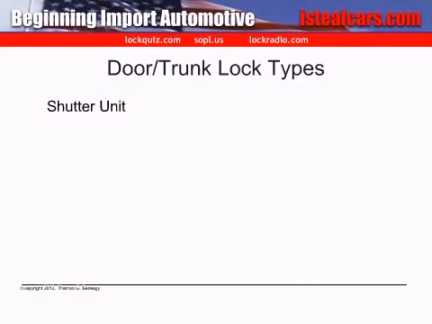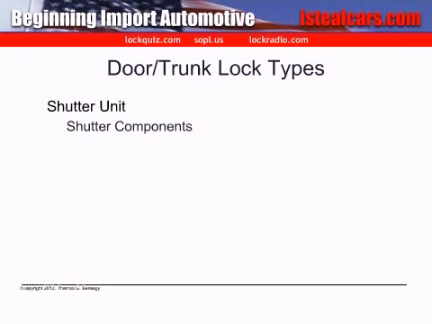While not necessarily a defining characteristic or classification, there are two basic types of shutter units used on door, trunk, and interior locks. The shutter unit is the small spring-loaded door on the face of the lock used to keep dust, rain, snow, and other environmental elements from entering the lock. Used most commonly on import vehicles are shutter units that are separated into their components and must be assembled along with the rest of the lock.